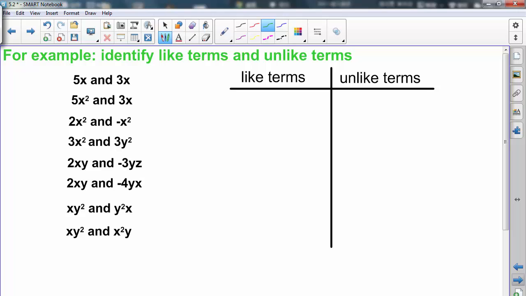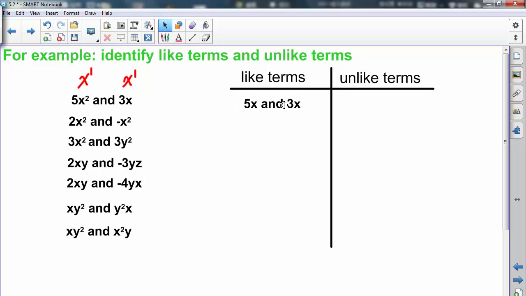So let's look at how we can identify like terms and unlike terms in each pair. Let's look at the first one, 5x and 3x. You will see both of them have the same variable x, and both of them have the same exponent. If you don't see the exponent, that means the exponent is the invisible one. So these two terms have the same variable x raised to the same exponent, so we say these two terms are like terms.